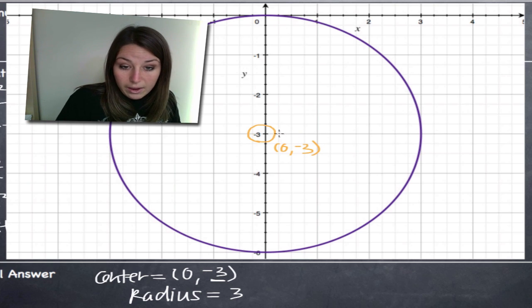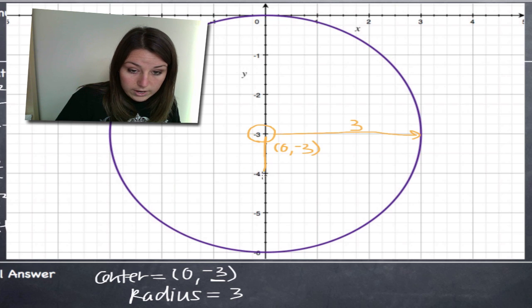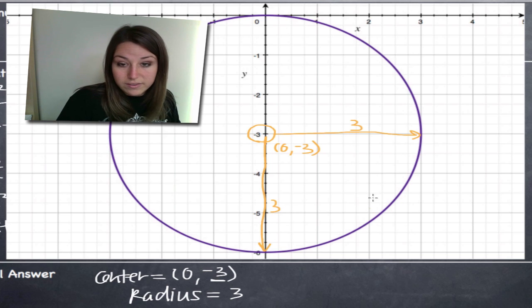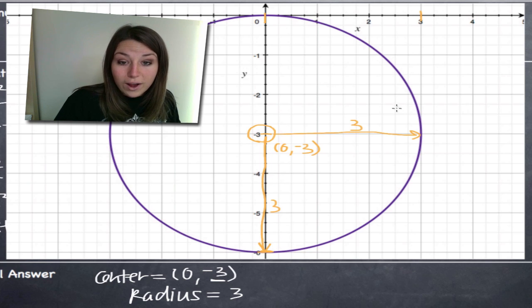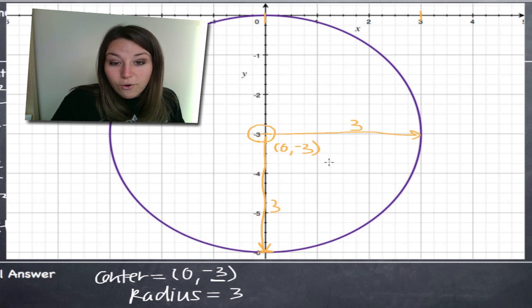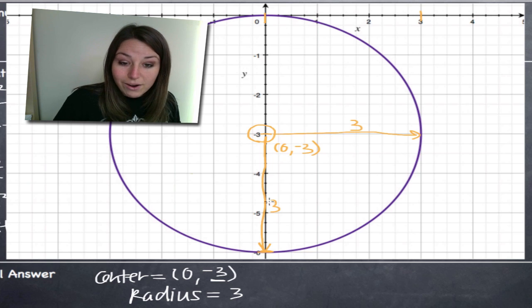You can see that if we go in any direction a distance of 3, we'll get to the edge of our circle. We said that our radius was 3, which means that the distance all around from the center is going to be 3. You can see here that we're at 0 and we come out to 3. Here we're at 3 and we come down to negative 3 and then down to negative 6. So the distance all around is 3. That's it. This is the graph of our circle.